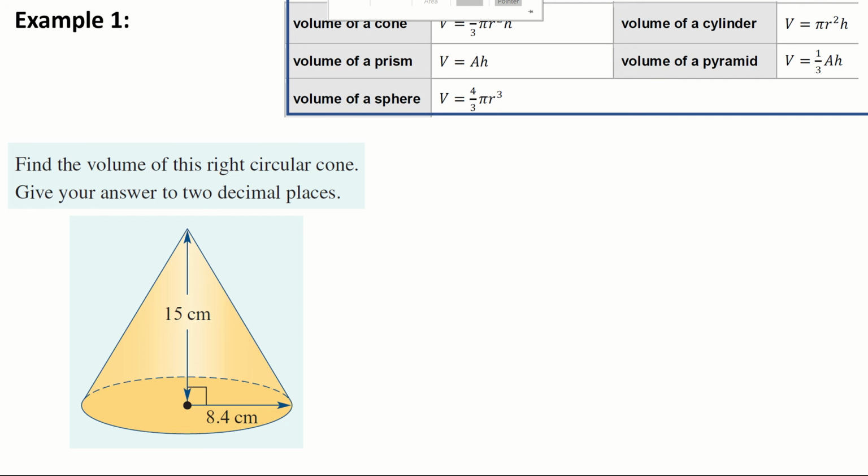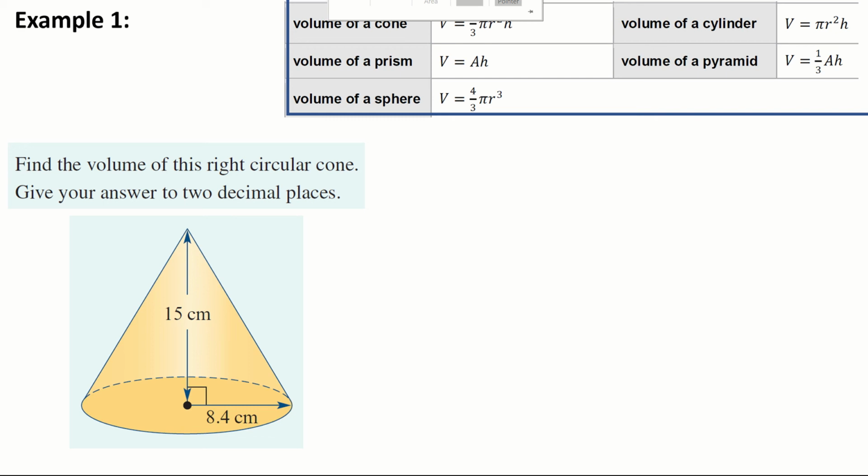Good morning, boys. In today's lesson, we're going to be looking at volume of a bunch of different shapes. Now, all of these are fairly straightforward. They'll all either have the formula on the formula sheet or the formula will follow the same sort of process.